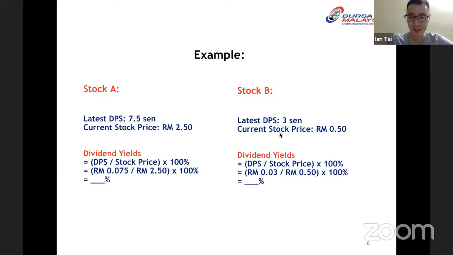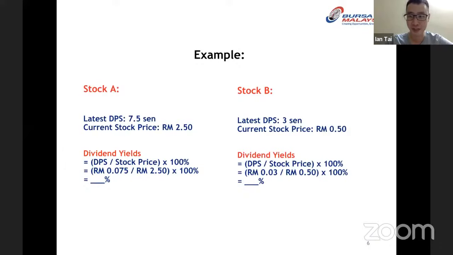This is an example between stock A and stock B. Here I have given you a few pieces of information. Perhaps you can type in the chat box which of the two stocks offers a higher yield. Is it stock A or stock B? Do some calculation and then type in the chat box which of these two stocks is offering the higher dividend yield.